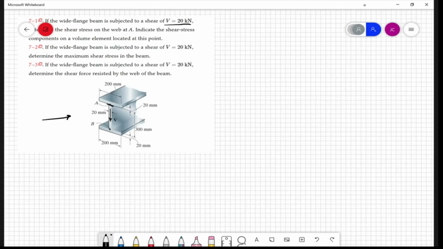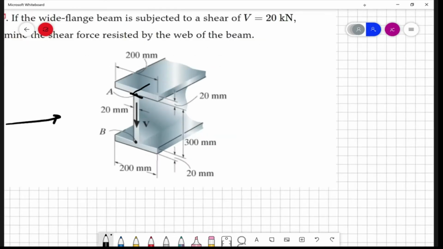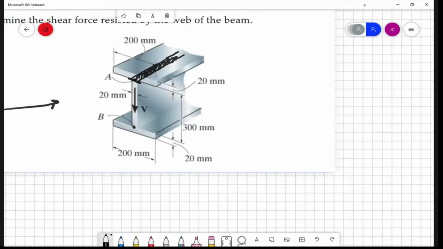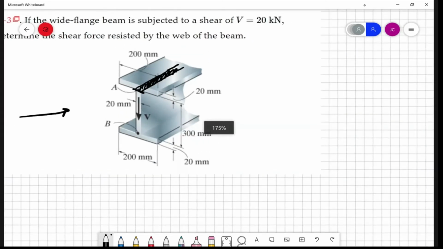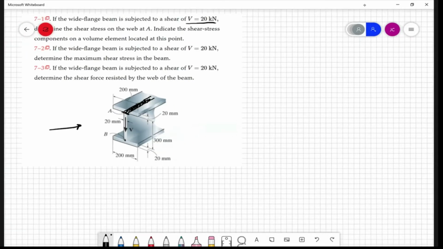If we zoom in here, the plane that we're trying to find the shear stress on is this plane here, basically where the mid-web, that web, meets the top flange, okay? So what's the shear acting on that area?